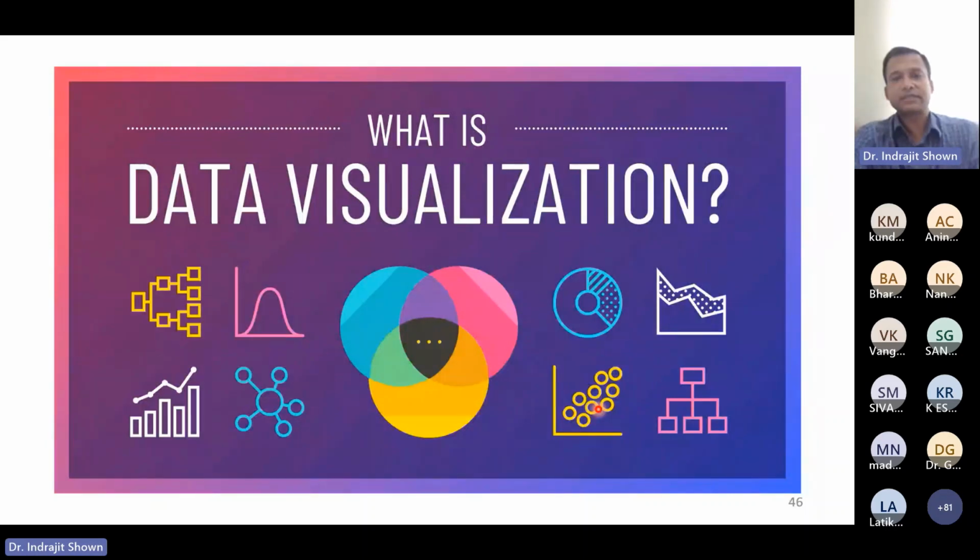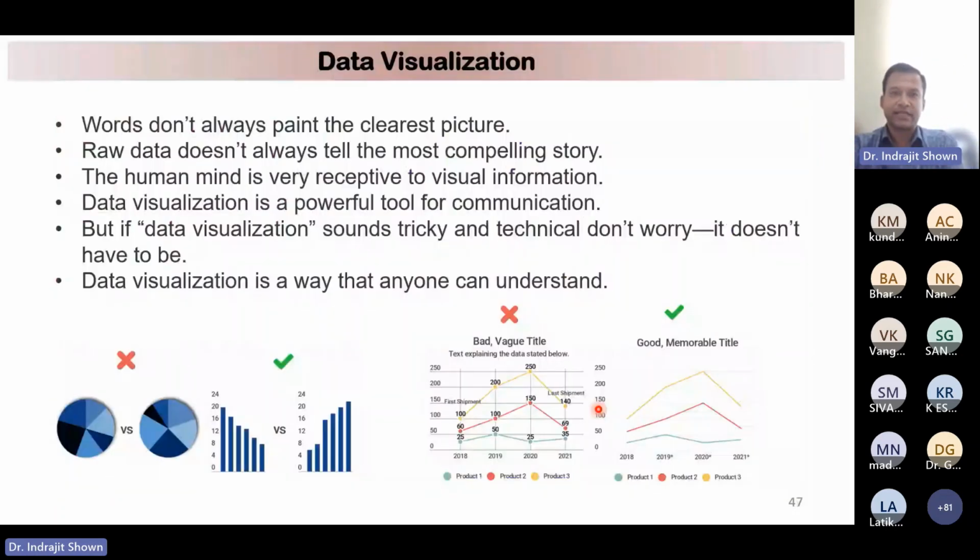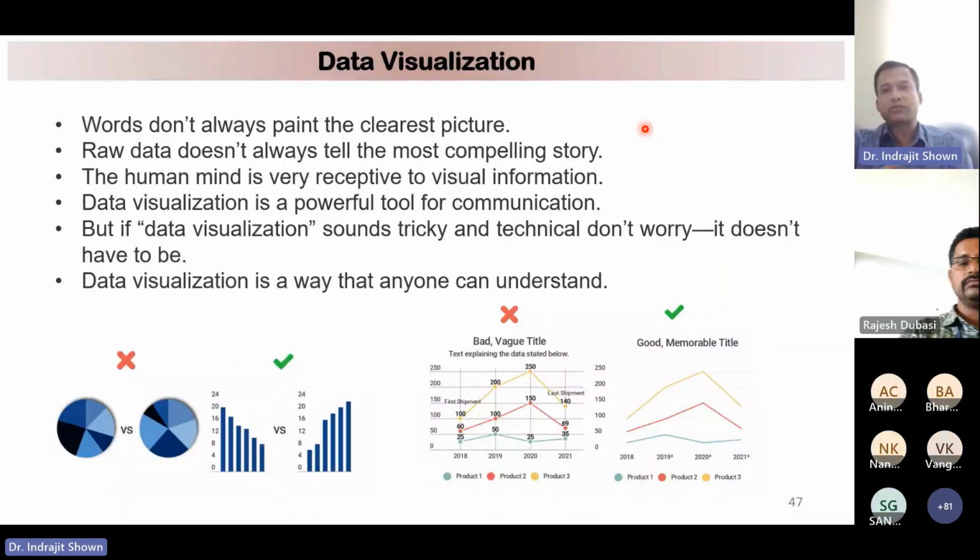And the most important part of data presentation is the data visualization, meaning how everyone can understand your data easily, or read your data easily. Data visualization basically does not always paint the clearest picture. And raw data, particularly when we do our experiment, we get some raw data, and raw data does not always tell the most complete or comprehensive story.